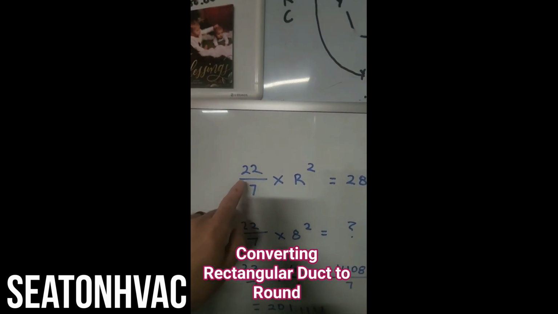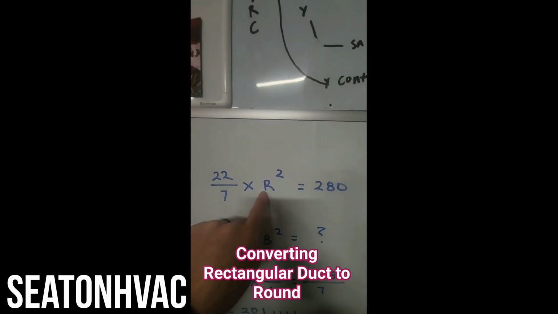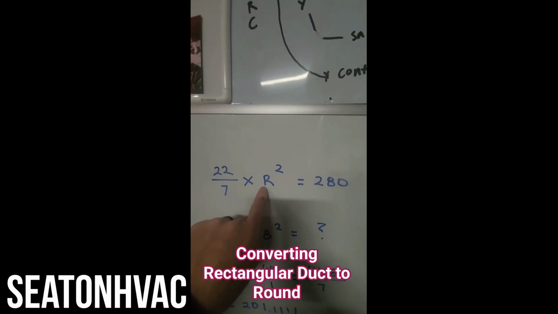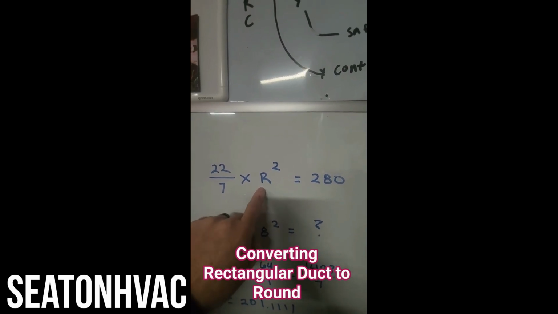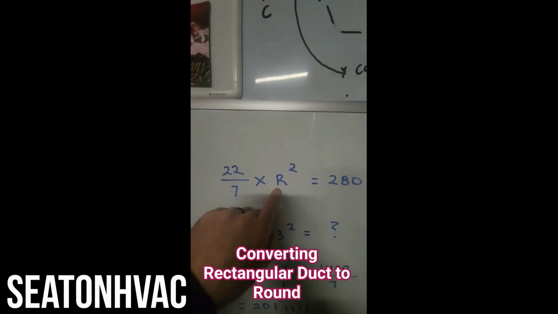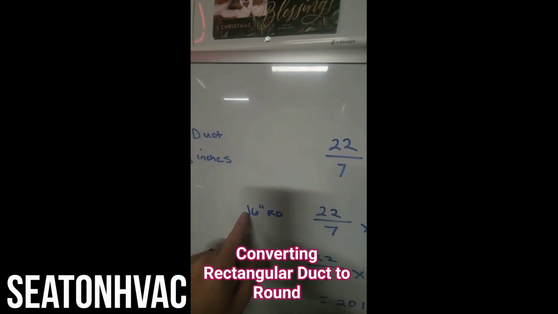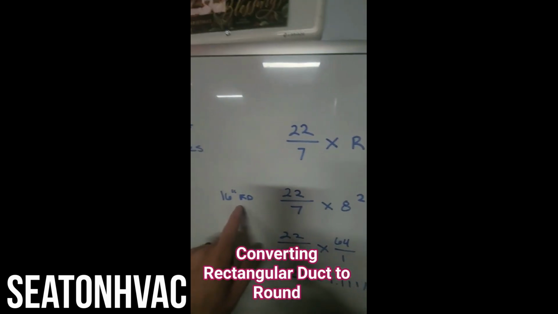Here's our formula. Pi, which is 22 over 7, times whatever the radius of the round duct needs to be to equal 280. So what I usually do is I start playing around with numbers. So let's say 16-inch round. Let's see if that'll equal 14 by 20.